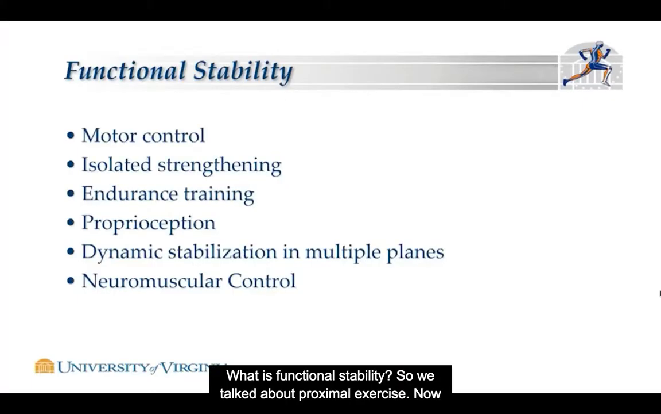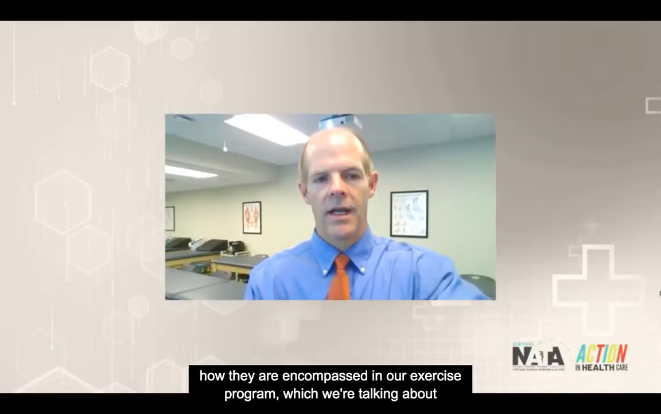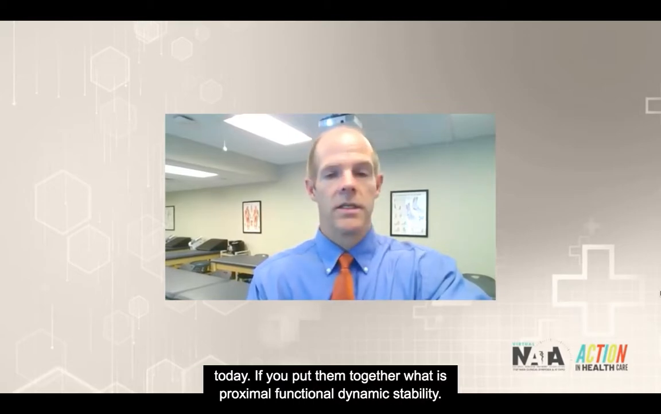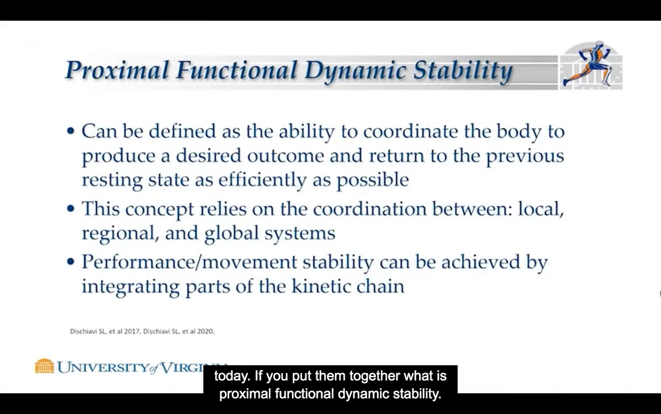What is functional stability? So we talk about proximal exercise, and then we're going to talk about functional stability. Functional stability incorporates these 6 factors: motor control, isolated strengthening, endurance training, proprioception, dynamic stabilization in multiple planes, and neuromuscular control. We'll talk about each one of these and how they are encompassed in our exercise program. If you put them together, what is proximal functional dynamic stability?